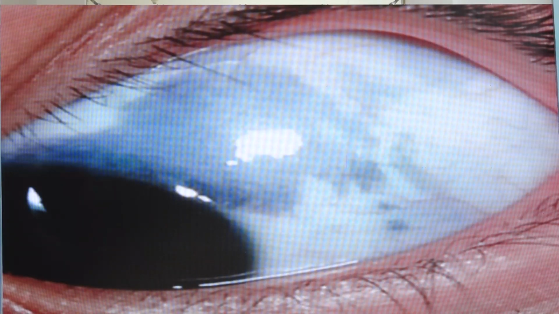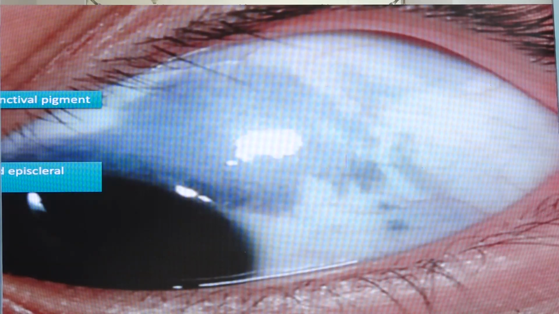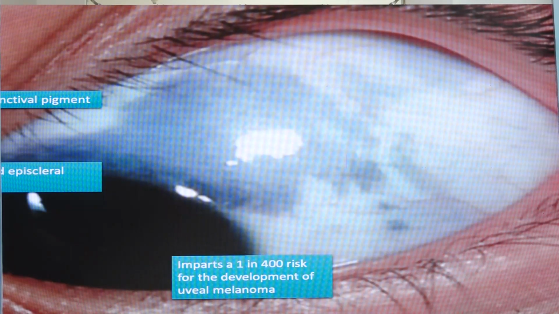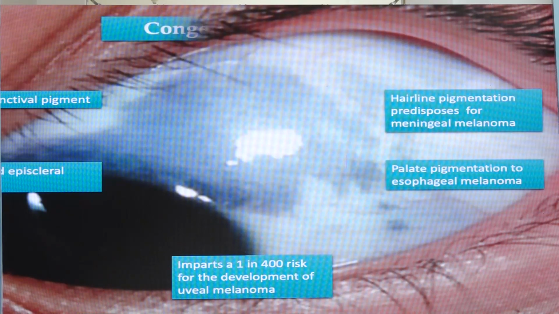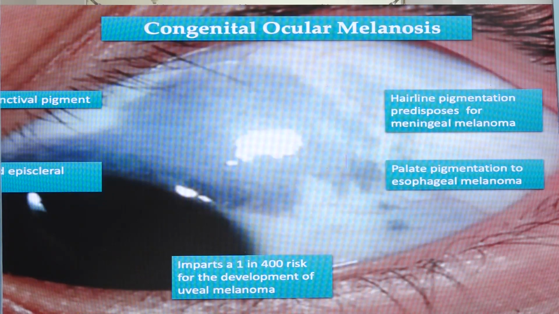Observation, correct. So the cosmetic concern is something that will come most often to you, but the size is something that you need to look after. Now coming to this lesion, again this looks quite a benign pigmented lesion, but this is not a conjunctival pigmentation, this is a uveal episcleral pigmentation, and this is nothing but what we call congenital ocular melanosis.